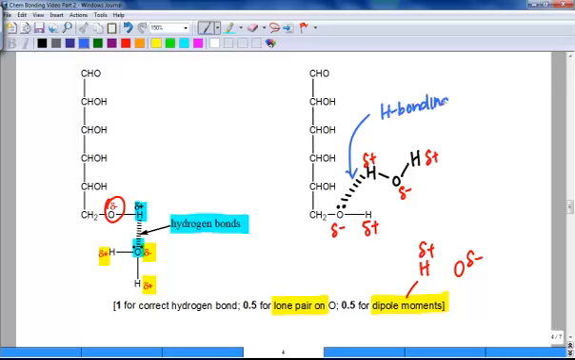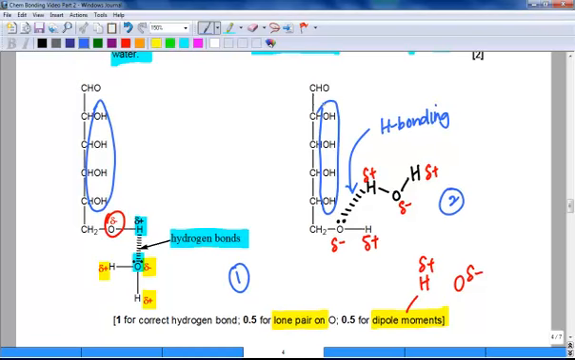So this is your answer. You can either have answer 1 or answer 2. Either one is correct. Of course, you can draw your hydrogen bonding for the other OH. You can show it at any positions you like.